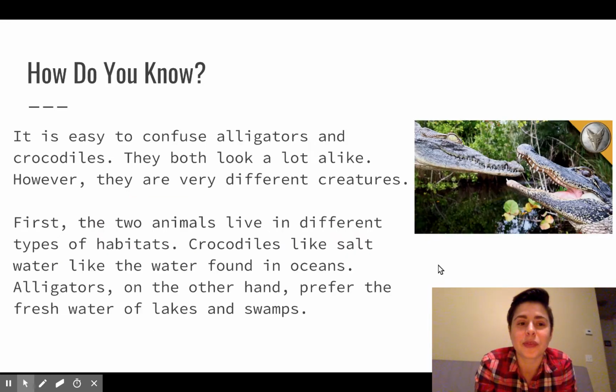Cool. So let's do an example. How do you know if something is compare and contrast text? Well, you look for the transition words. See if you can find them as we go through this example.